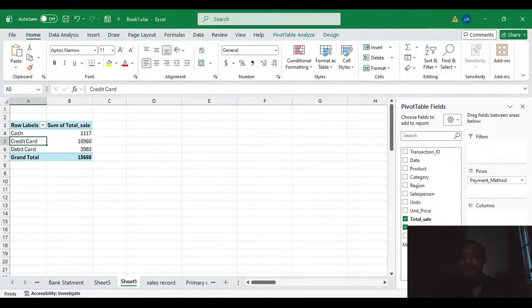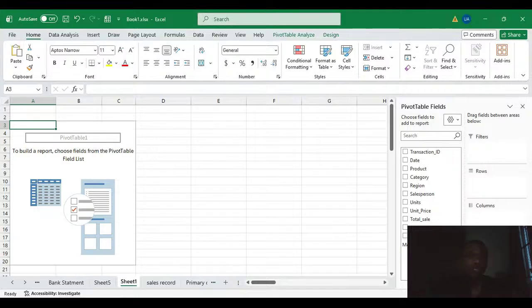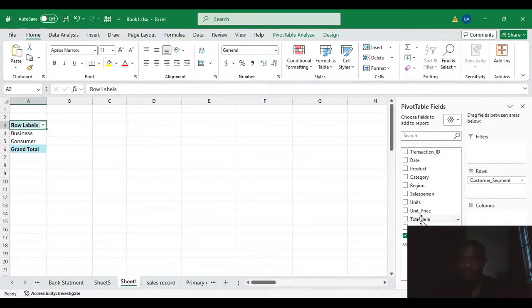All right. Now, another thing we might want to check is which of the customer segments have more purchases. So I'm going to move this here, customer segment. Then I can also move this total sales here. For the customer segment, we have the business and the customers. So over here, this is telling us that the company should prioritize businesses because they make more purchases than normal customers.